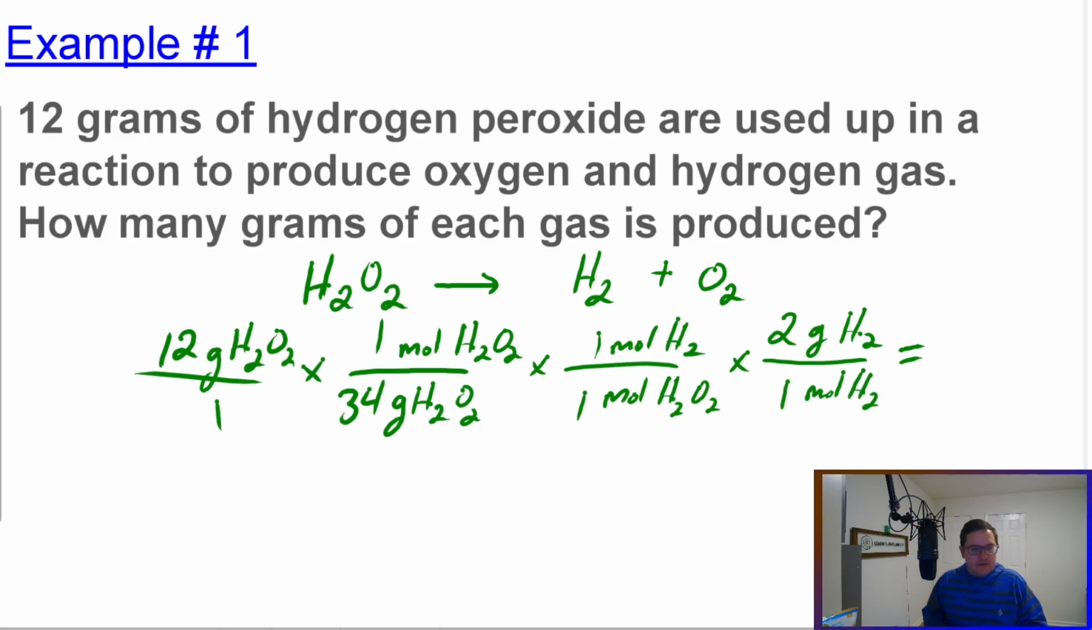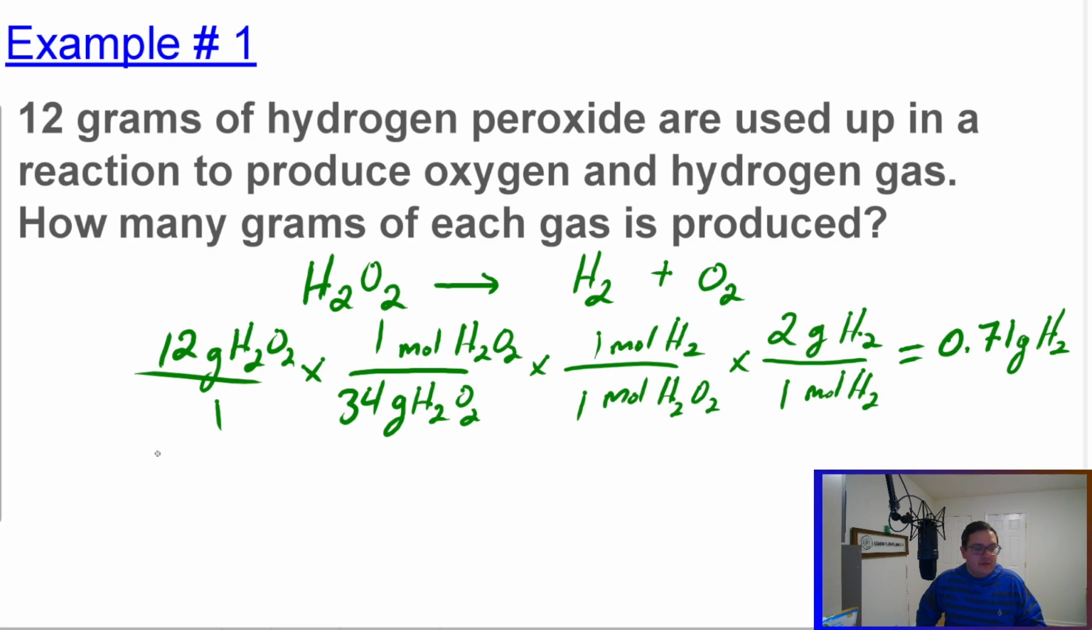That's not right. Something's off. Nope, that is right. No, that's right. I thought I punched in my calculator wrong. We have 0.71 grams of this is hydrogen. So out of my 12 initial grams of hydrogen peroxide, actually less than 1 gram of that is hydrogen.